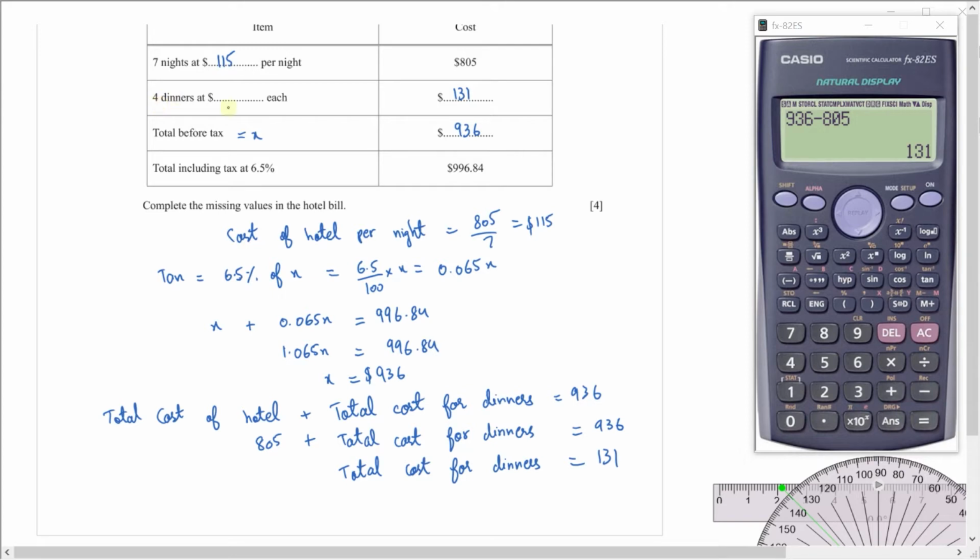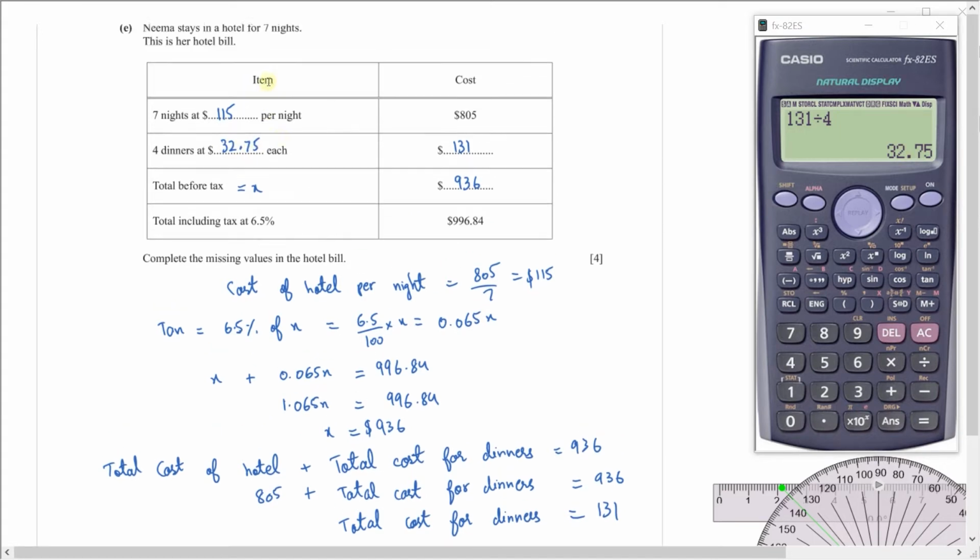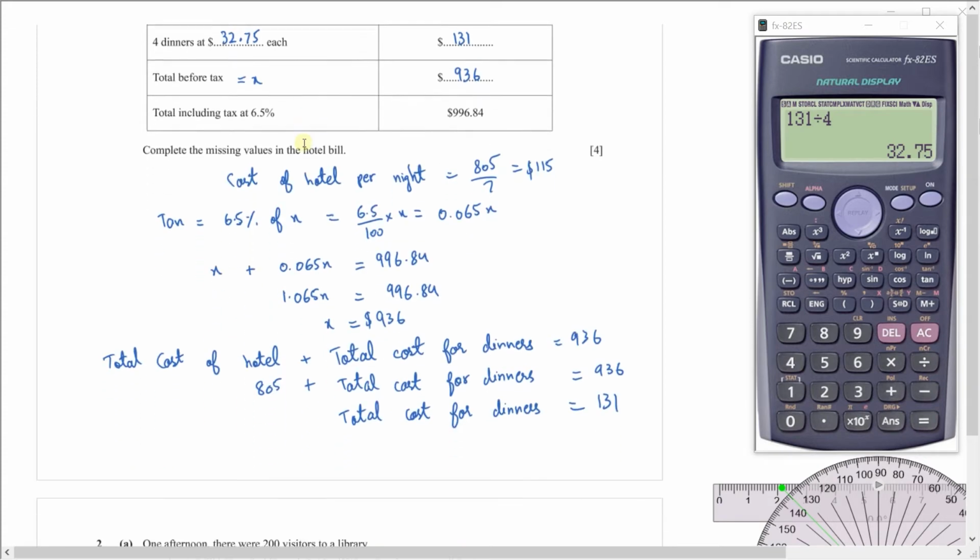And there are 4 dinners. So for each dinner, your cost is 131 divided by 4. So per dinner cost is $32.75. So this is how you will complete this table.